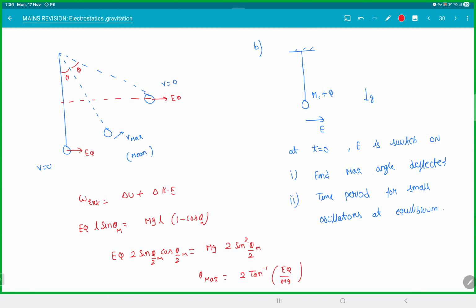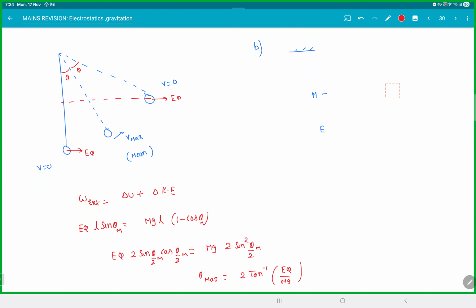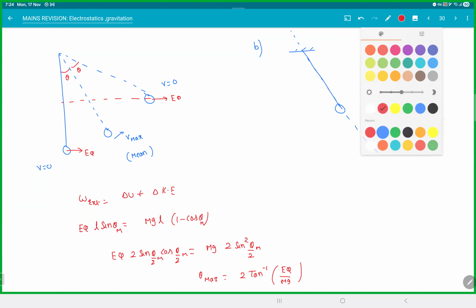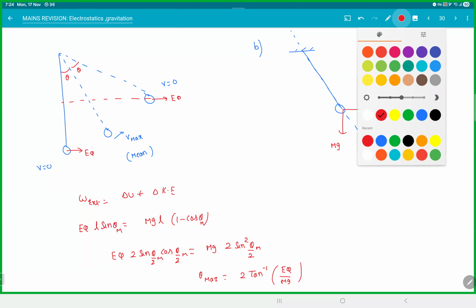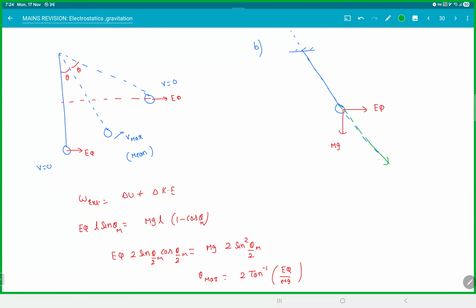Clear with that? And what about the time period in equilibrium? g effective, everyone. Hope you remember that concept. So in equilibrium, when it is at rest, if you ask the pendulum, it will think this is the down direction of gravity. Up and down is simply the direction of net force. So if you ask the pendulum what is down, it will think this is down.